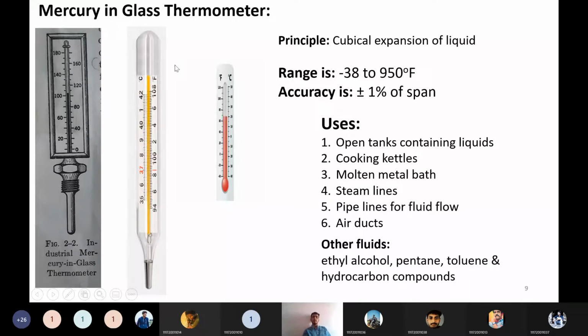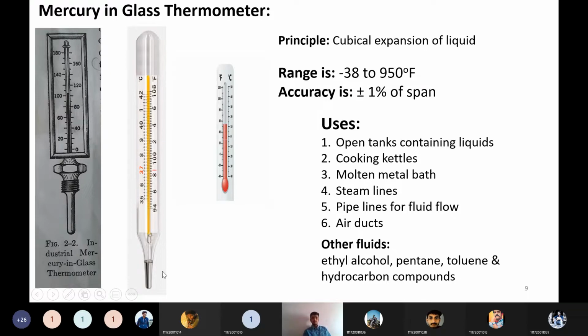In the mercury in glass thermometer, as you can notice from this figure, the principle behind the operation is the cubical expansion of the liquid, or cubical expansion of mercury in the case of mercury. If you are using some other liquid here, like alcohol, ethyl alcohol, pentane, toluene and hydrocarbon compounds, the principle is still the cubical expansion of the liquid. While it expands, we can read the temperature on the scale fitted here. We can use degree Fahrenheit, degree centigrade, degree Reaumur, degree Rankine or degree Kelvin, depending on the construction and the calibration scale fitted onto this particular thermometer.